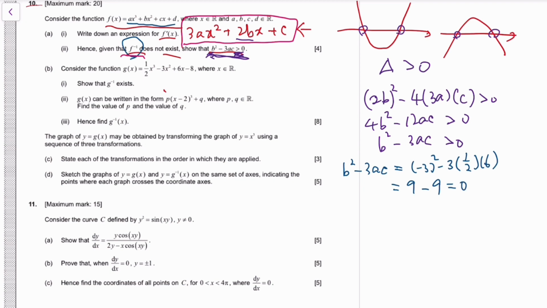Now from the previous part, the inverse does not exist when this thing is bigger than 0. This is not bigger than 0, so this is less than or equal to 0. Therefore, g inverse has to exist.